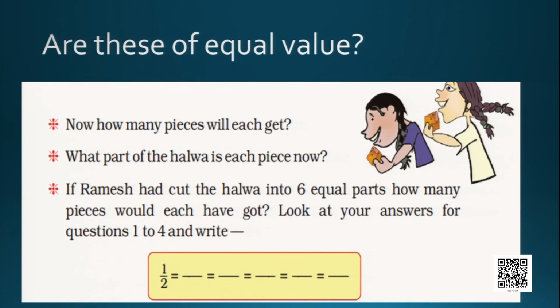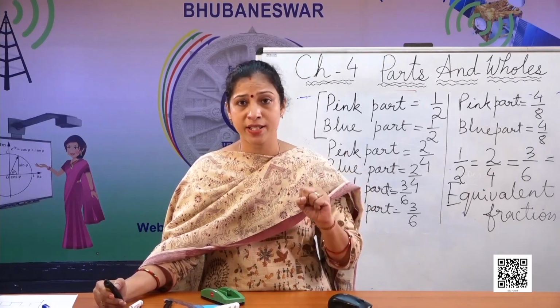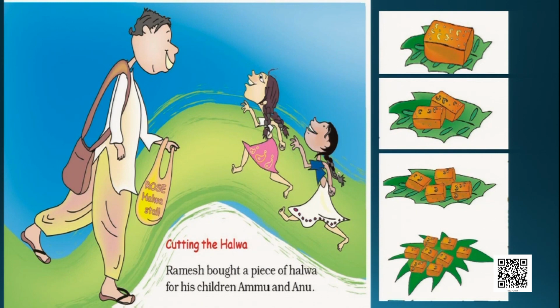What part of the halwa is each piece now? Now just think that the halwa is divided into 8 parts and each part will be how many parts out of the 8 parts? 1 part. So each small piece is now 1/8 of the halwa.